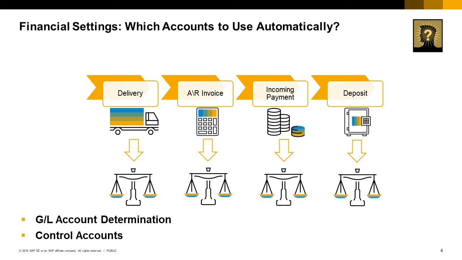Let us review the necessary financial settings and how they affect the journal entries that are automatically posted by documents. In the journal entries that are automatically posted by documents in SAP Business One, how does the system know which accounts to use? The system knows which accounts to use because when you initialize SAP Business One, you define default GL accounts related to specific business processes in the GL account determination window. In this window, you also define control accounts that link the business partner subledger accounts to the general ledger.